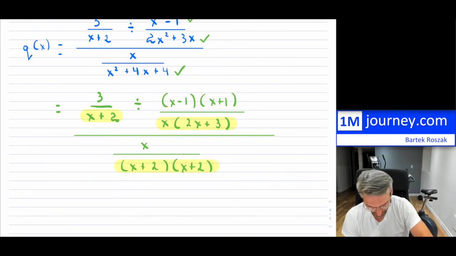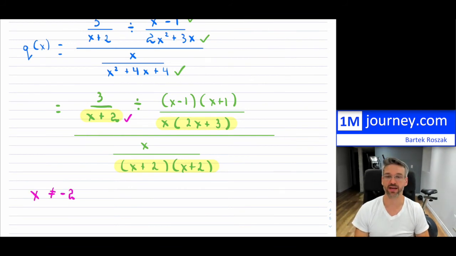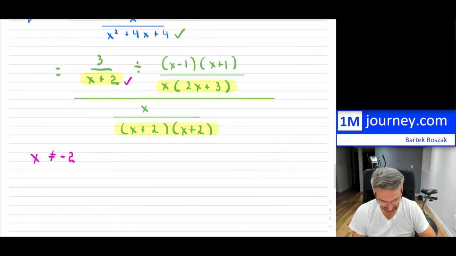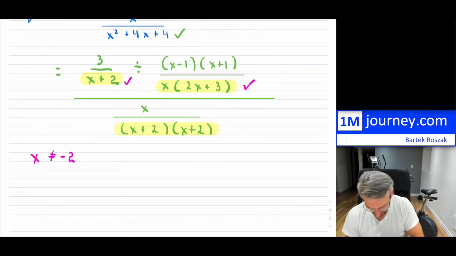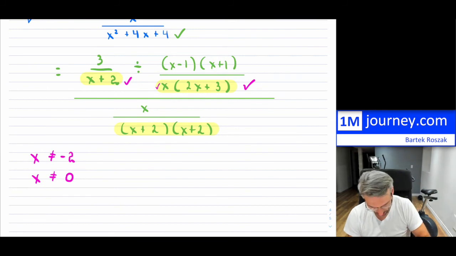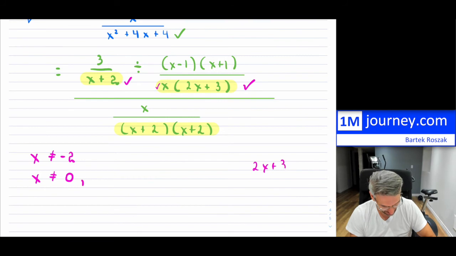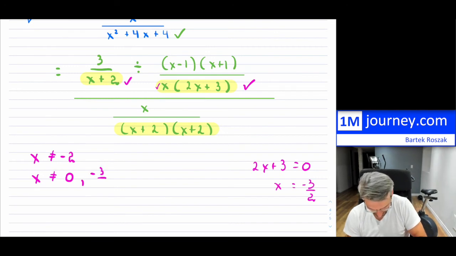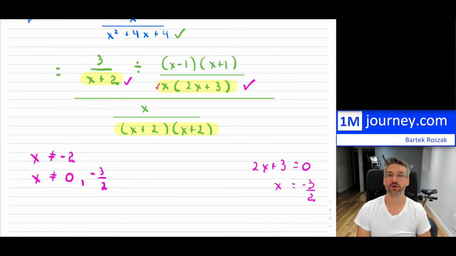So what does that tell me? What that tells me is, from the first one, I will see that x cannot be equal to -2 because it's going to make that 0. All right, that's the first one. Now the second one, well here, I'm going to have x cannot be equal to 0, right? So that's right here. And then x also cannot be equal to, now that's from the 2x plus 3. So this cannot be equal to 0, which is going to be -3 over 2. So that's now taken care of.